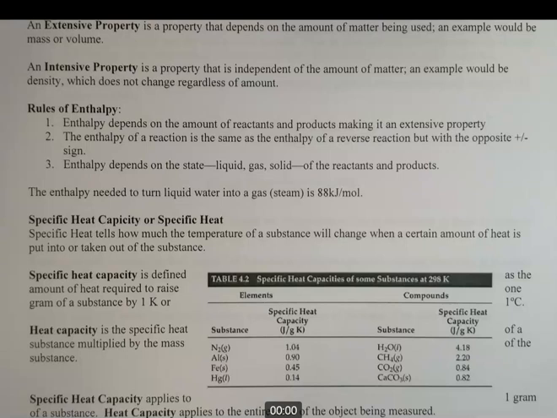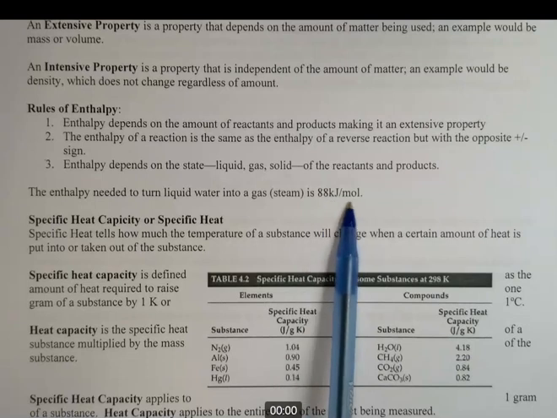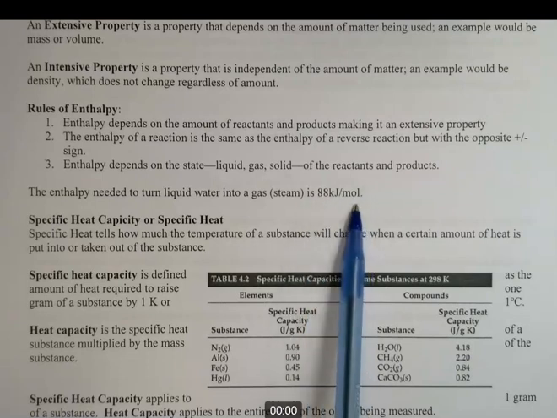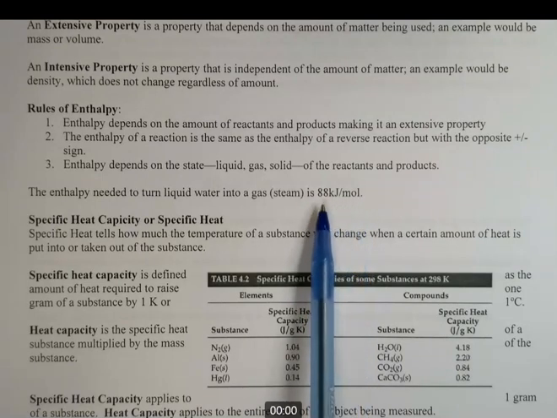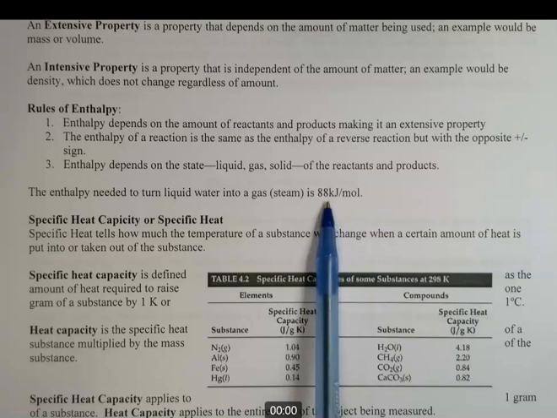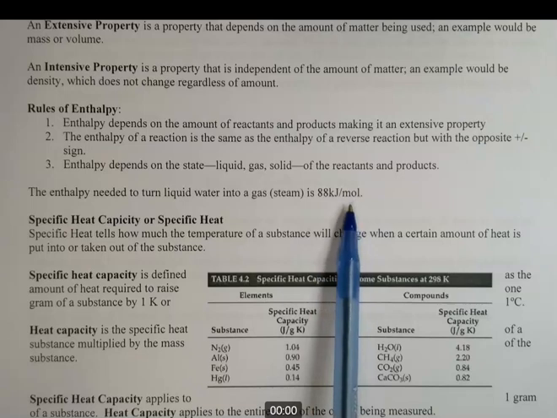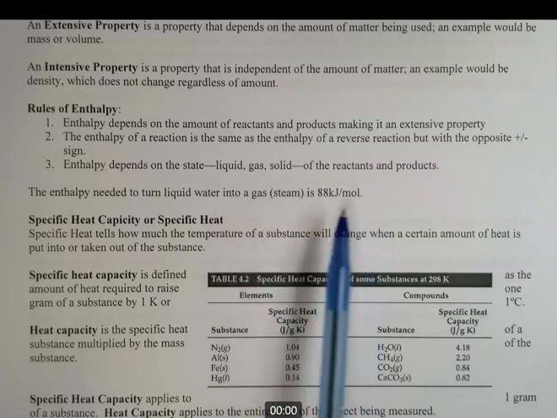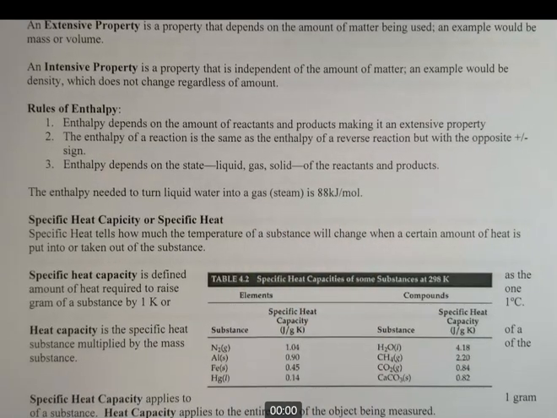But the enthalpy to turn liquid water into gas or steam is 88 kilojoules per mole. So this is a unit of measure you'll get used to seeing. It's 88,000 joules of energy for every mole of the substance. So if you have 2 moles of the substance, you'll need 176,000 joules of energy to make that happen for 2 moles of the substance. You just have to double everything.